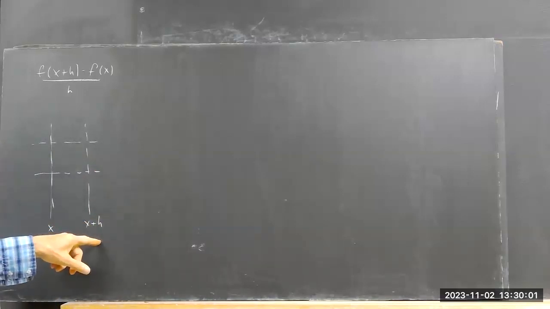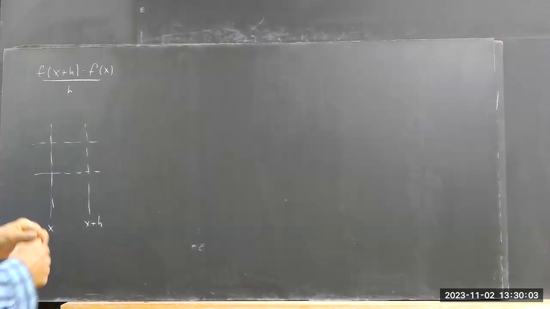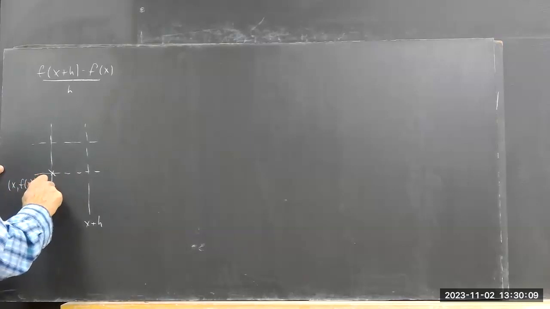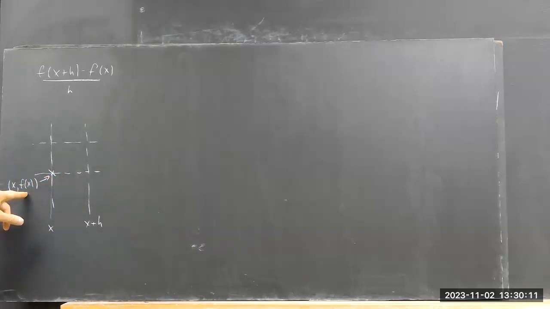Here's x plus h. Here's the point you get when you evaluate your function at x. The y is going to be f of x.